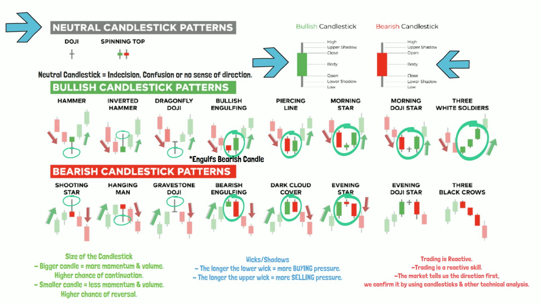We have the evening doji. We're going up to an uptrend. We see that there's a doji, a neutral candlestick pattern. So at this point, it could have been a continuation to the upside, or it could have been a reversal to the downside. But as you can see, it was a reversal to the downside.